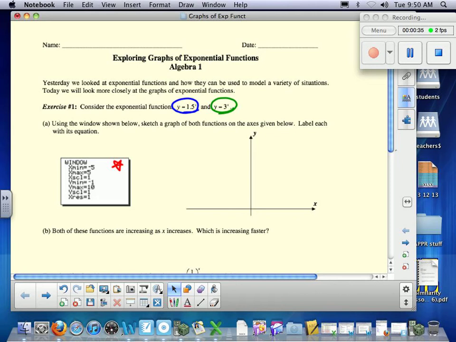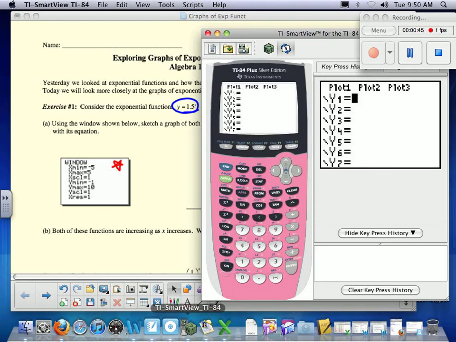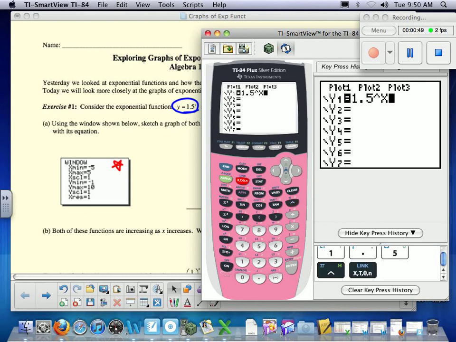So let's walk right in. Let's turn our calculators on and get started with that. My first equation is 1.5 raised to the x. And I'm just going to graph one at a time. Your calculator could graph them both, but for right now I'm just going to graph one at a time.